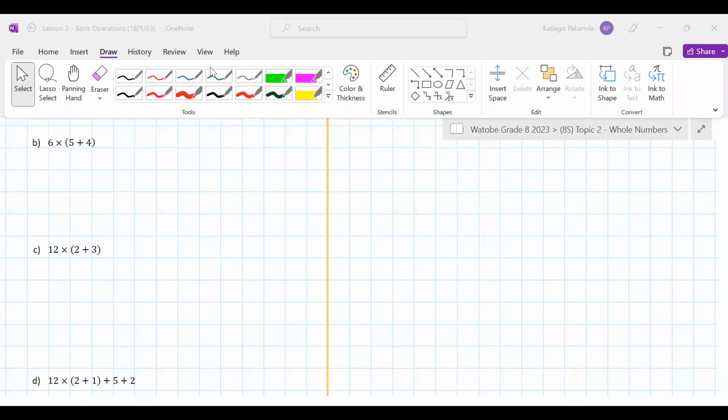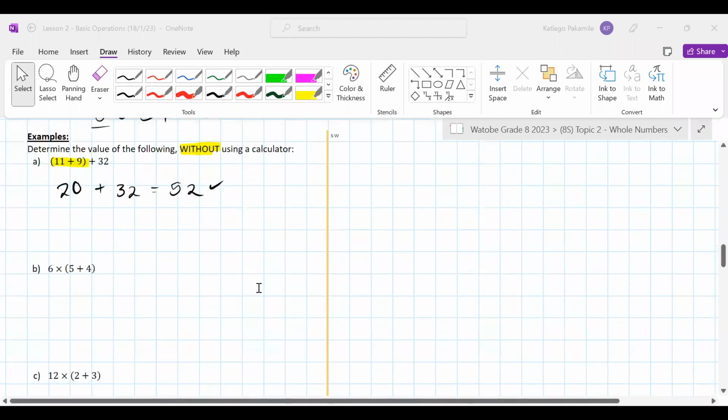Yes, Tato, that is correct. BODMAS tells us that we should work with the numbers in brackets first. Lizzie says, please go back to the example. Okay, let me do this. Lizzie, there we have our example.